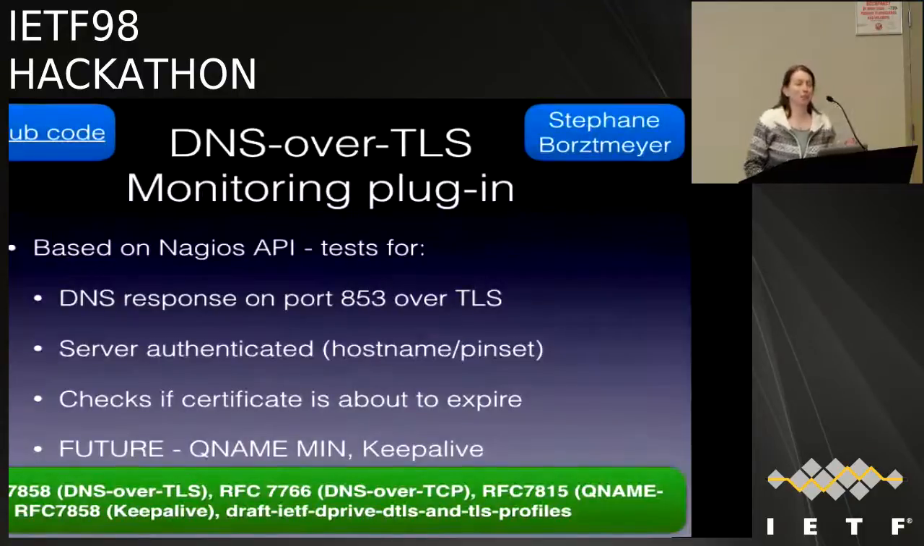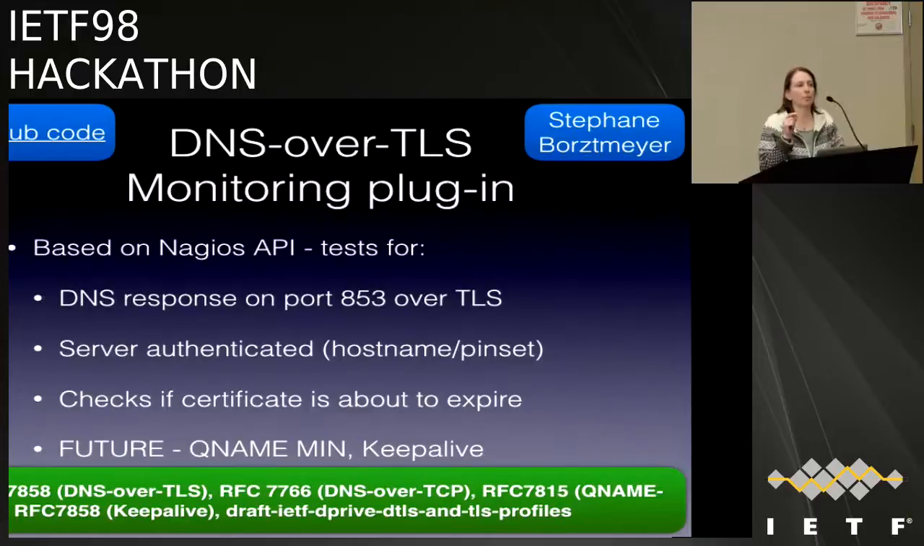So something we've been talking about doing for a really long time, but we actually came along this weekend and did, was we wrote monitoring software so we can actually look at these servers out in the field. It was based on a Nagios API. It checks the server is actually responding, doing DNS over TLS on port 853, that you can authenticate it based on the profiles draft, which specifies how that should be done for DNS. It also checks if the certificate is about to expire and flags that up.